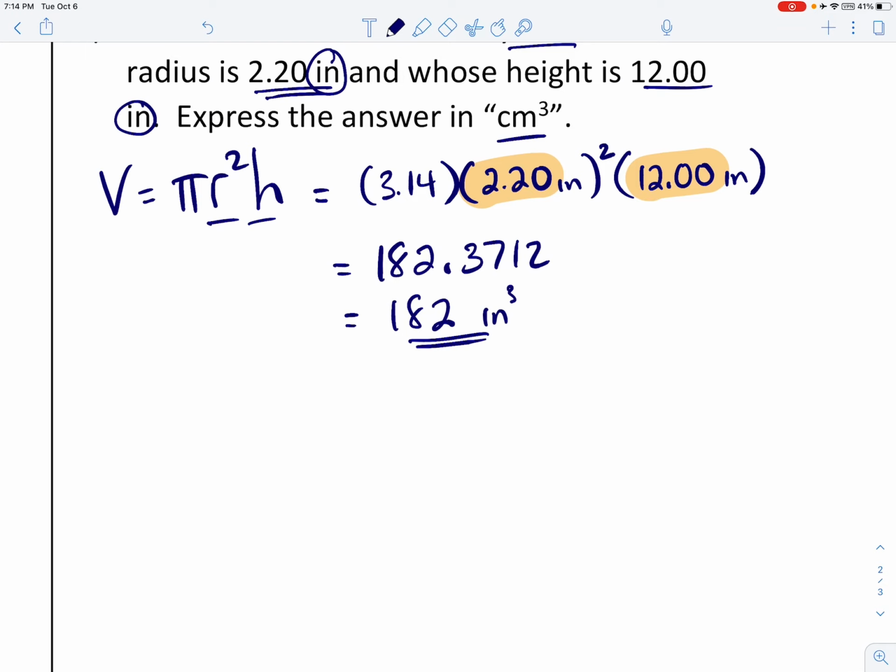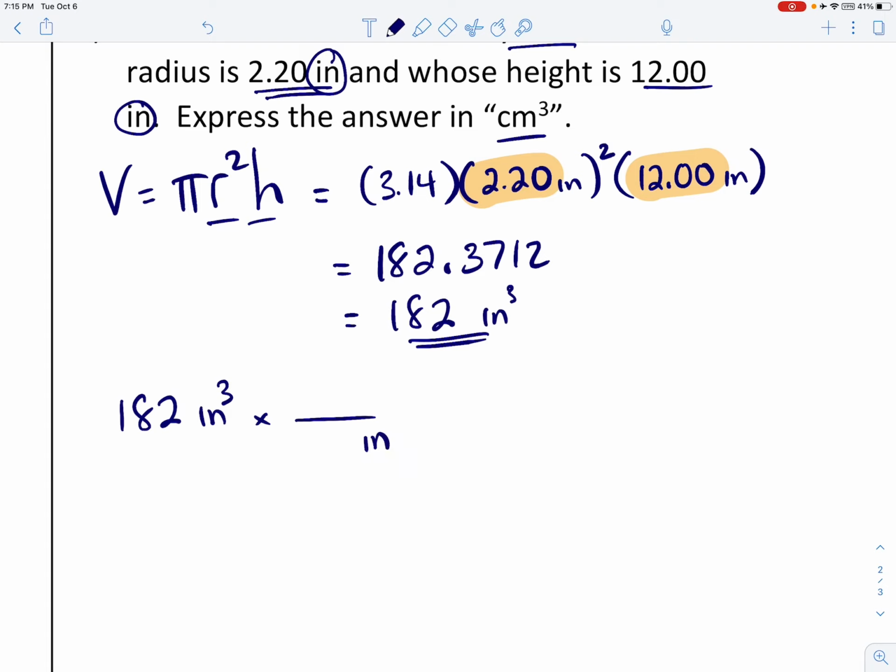Now we need to convert this to cubic centimeters. So here comes that from our checklist, converting units with unit multipliers. 182 cubic inches. You need to know some recipes. You need to know how many centimeters are in an inch, how many inches are in a foot, how many milliliters are in a liter, how many grams are in a kilogram. Those are basic recipes that every grade 9 student should know.